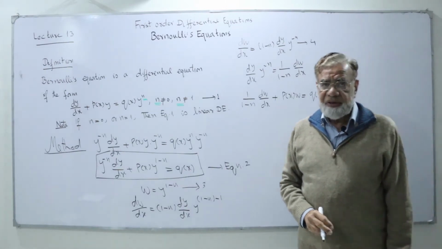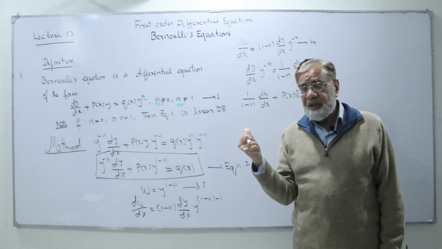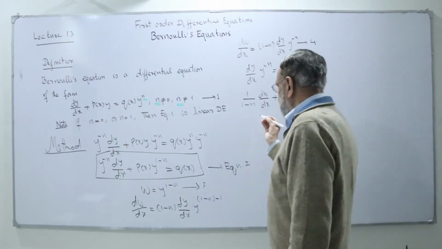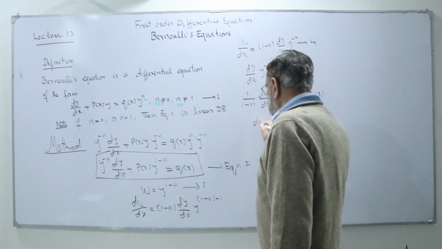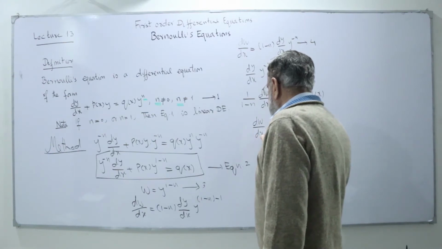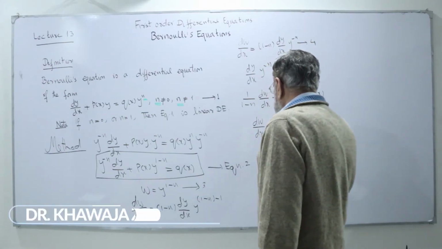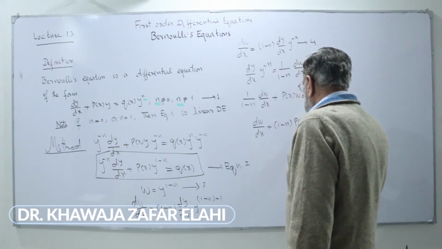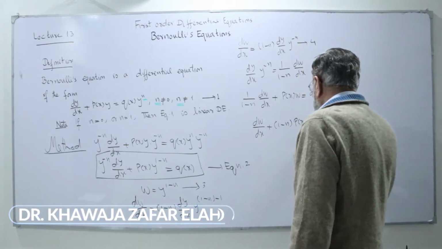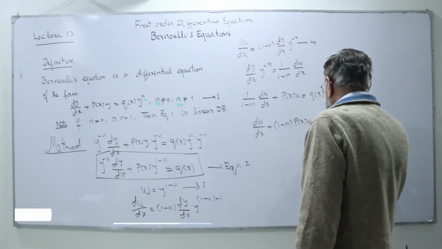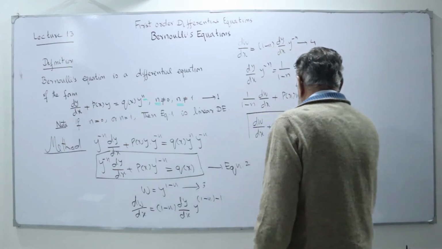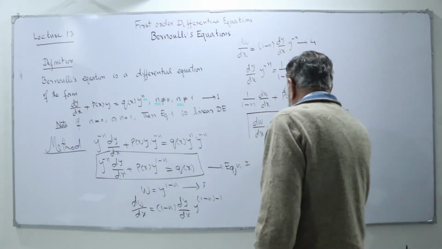In a first order linear differential equation, the coefficient of the derivative must be equal to 1. So I multiply this equation by 1 minus n, and I get dw by dx plus (1 minus n) p of x w is equal to (1 minus n) q of x. If I say this is my standard form of a first order linear differential equation, that will be correct.